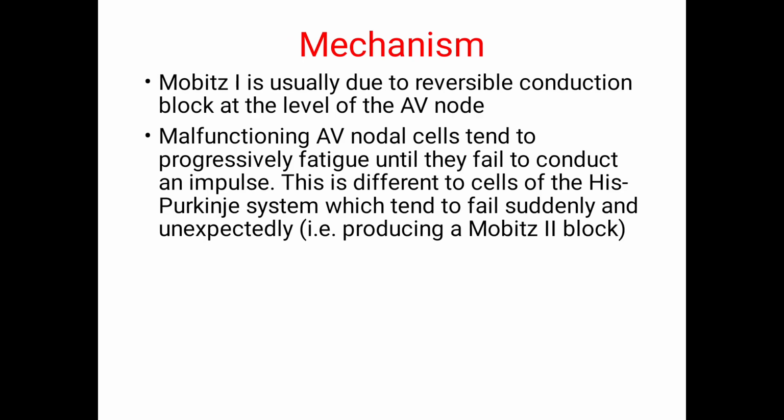the cycle. The mechanism of Mobitz type 1 is usually due to reversible conduction block at the level of AV node. The malfunctioning of the AV nodal cells leads to progressive fatigue until they fail to conduct an impulse. This is different to the cells of His-Purkinje system, which tend to fail suddenly and unexpectedly, which is seen in Mobitz type 2 block, which I will be discussing in my second video.